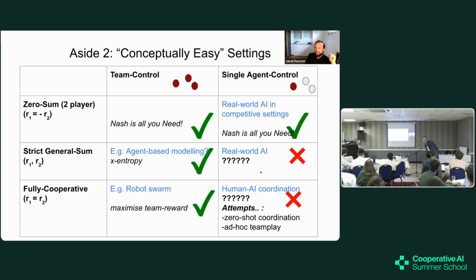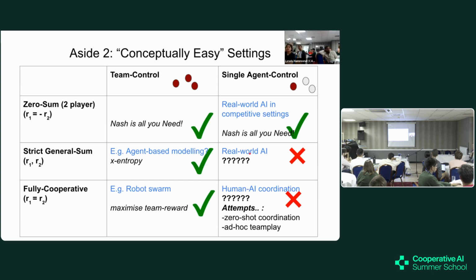I've just thrown a lot of information at you. I think this is a good time to pause for a second, let you digest it, and ask if you have any questions for me, or if there's anything completely wrong with what I'm saying. We've got one question. Two questions. Go for it. Why do you decide that human-AI coordination should necessarily be under fully cooperative?